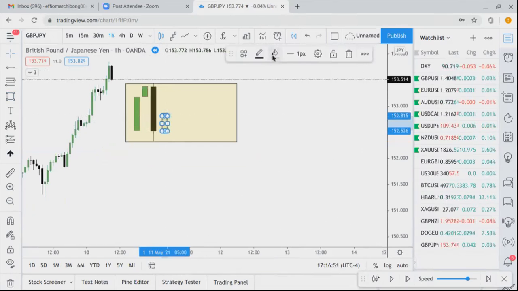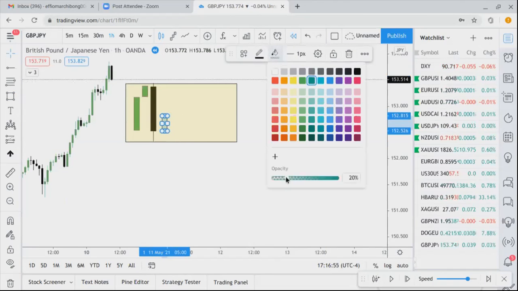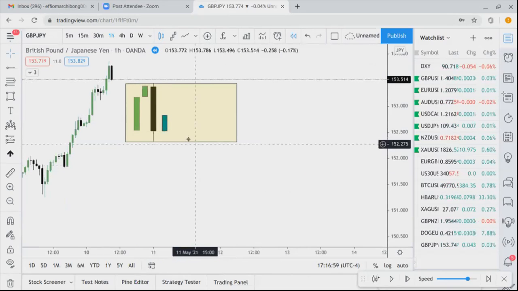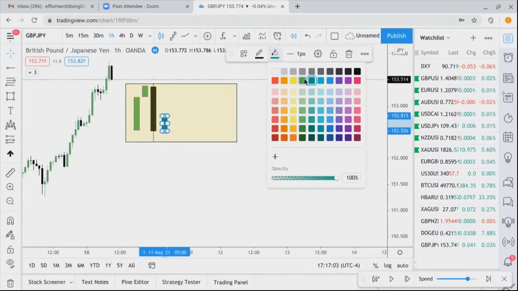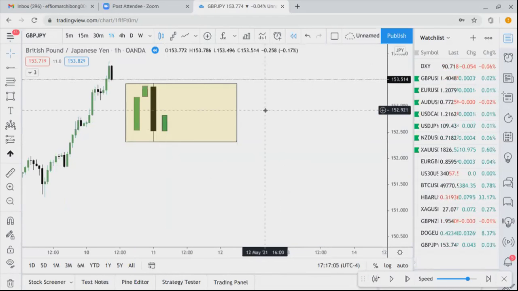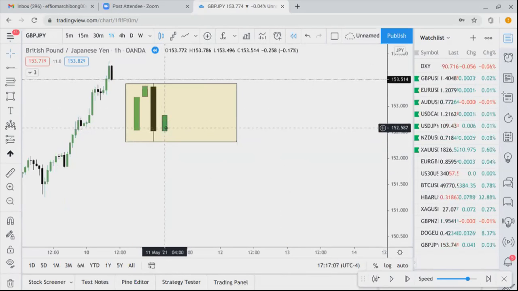Let's assume this is your next candle. Oops, what did I do? One second. Was that the proper green I used? No, I used this green. All right, perfect. So let's assume that this is your next candle here.